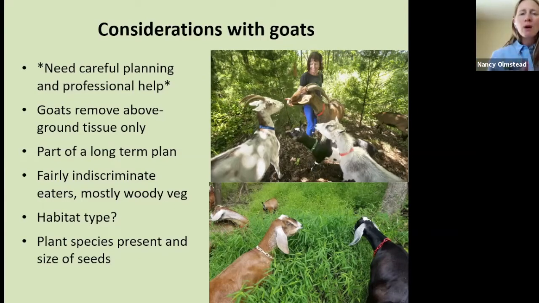You have to think about the habitat type that they're in. So obviously there's going to be some animal feces, and you want to be careful that they're not getting into water bodies. That's something you have to think about. And the plant species present and the size of the seeds is also important.